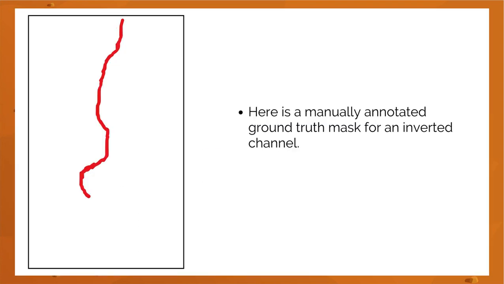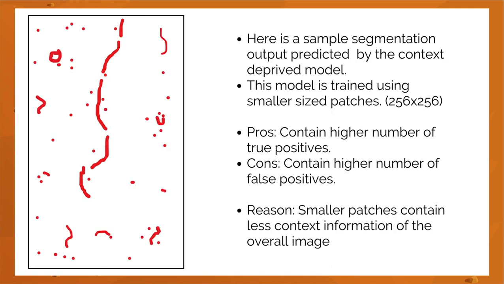The context-deprived model captures fine details of the image patches, but has limited contextual information on the overall satellite image. As a result, the model will have a higher true positive rate, but also a relatively higher false positive rate. Small features like ridges, impact craters, and small valleys have also been identified as inverted channels in this context-deprived model.